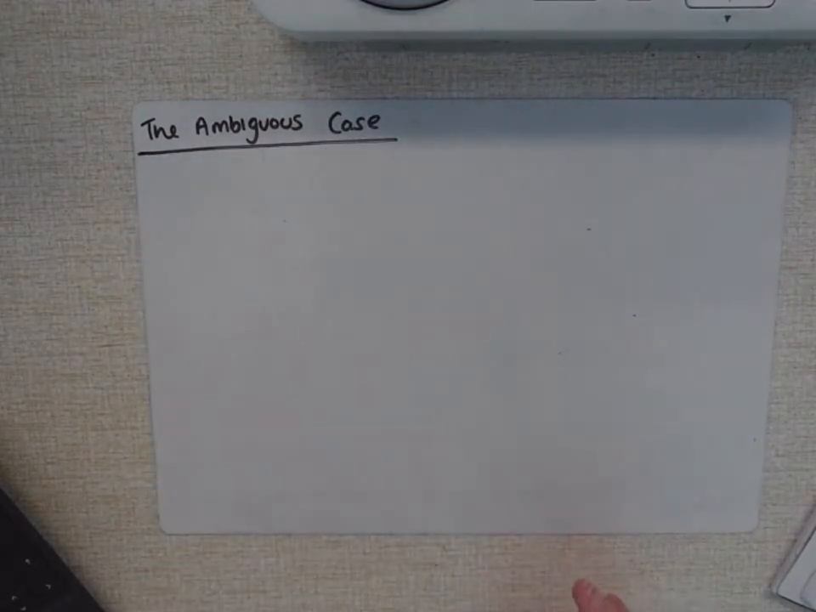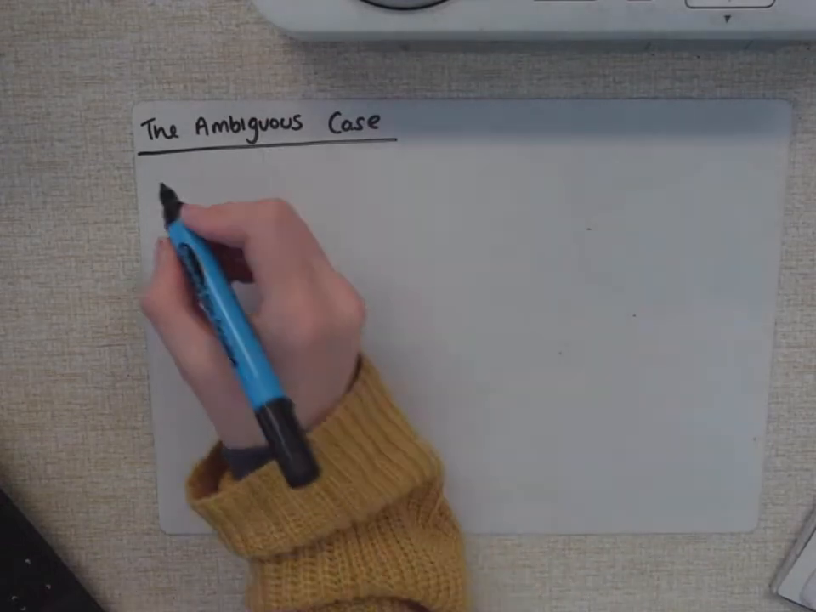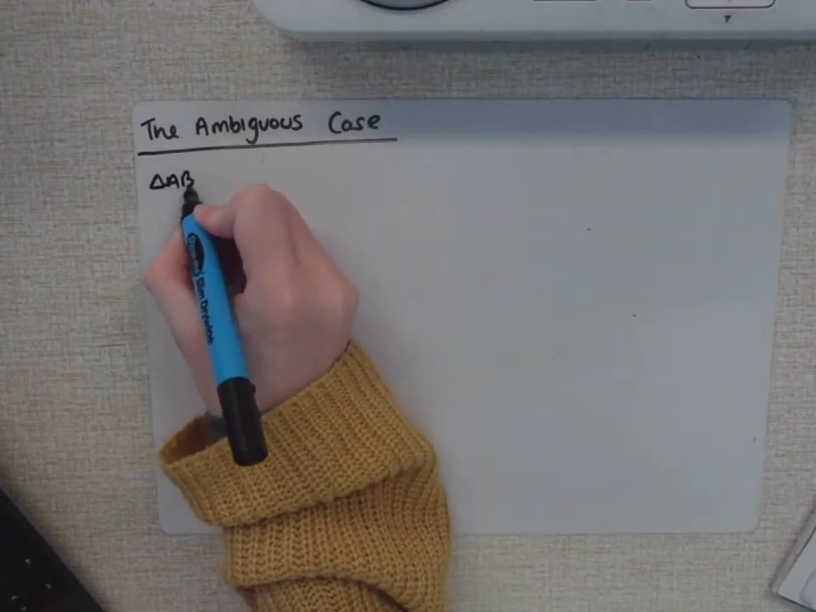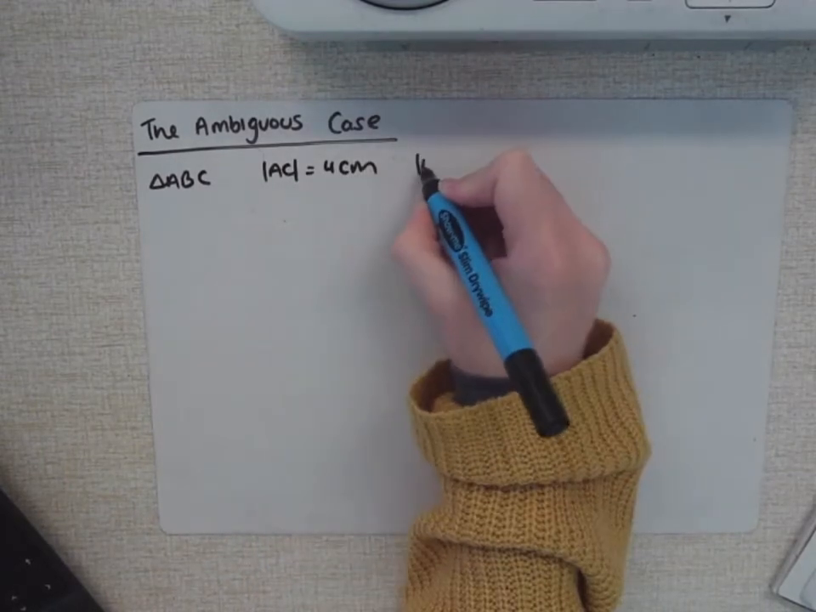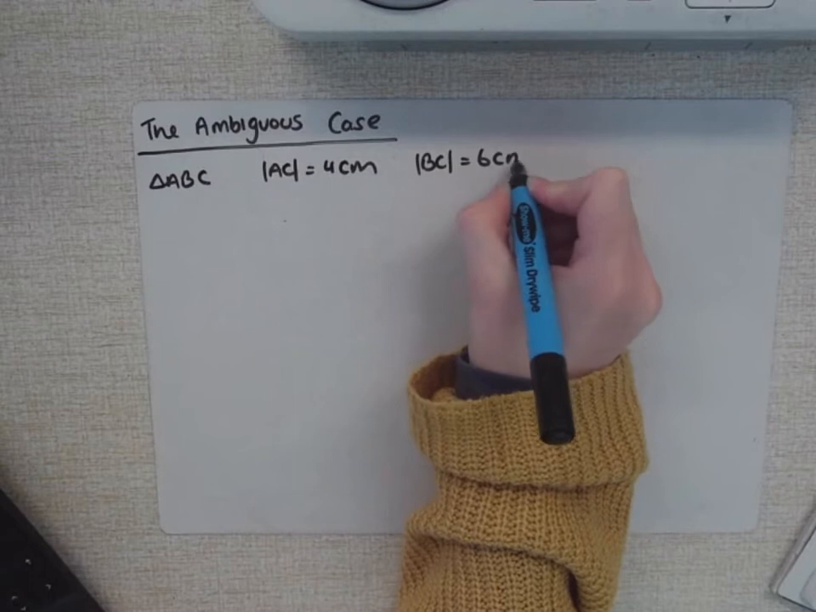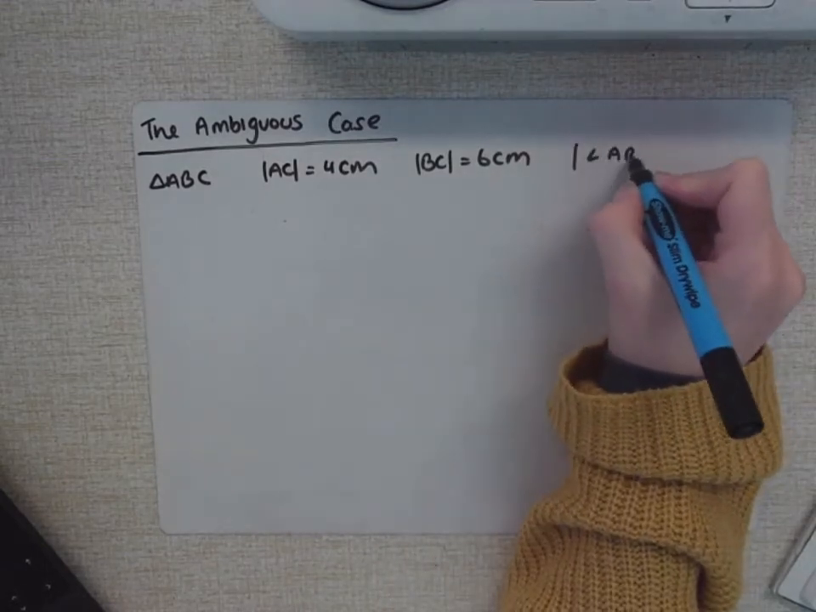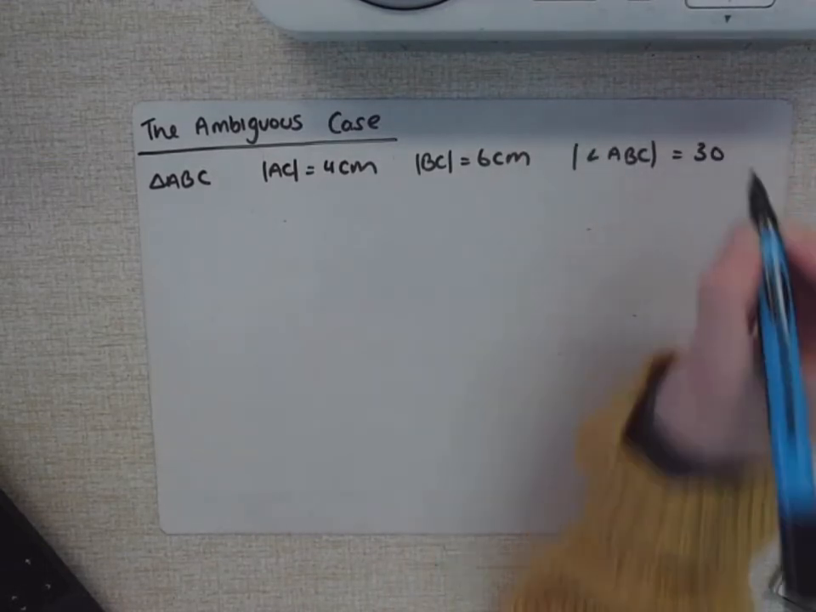The ambiguous case. Sometimes it's possible to draw two different triangles given the information. So for example, in triangle ABC, AC is 4, BC is 6, and angle ABC is 30.